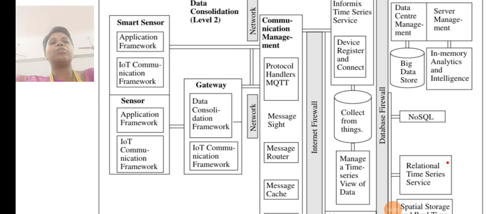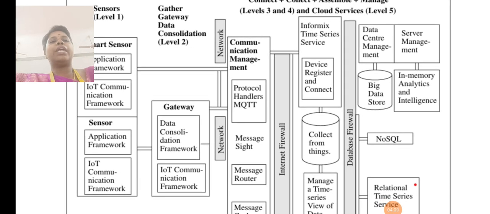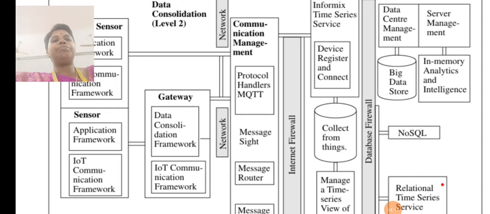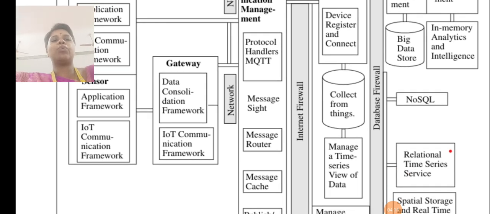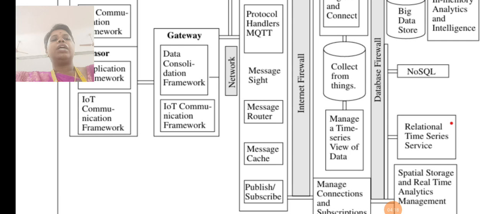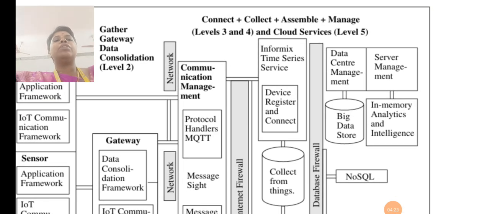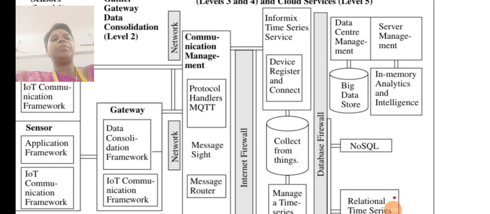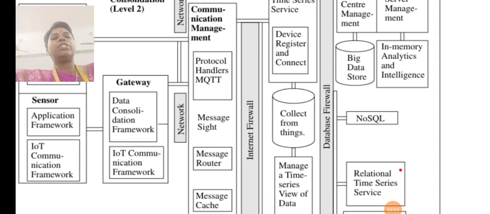And coming to the gateway, the sensor sends the information to the gateway, and the data consolidation framework is done at the gateway, as well as the IoT communication framework incorporated in the gateway. Due to the network, we have the option of protocol handlers, as well as the message router and message cache. And we have another option, publish or subscribe. So this is the second level, gather gateway data consolidation. And coming to connect, this information will be connected through the internet firewall.